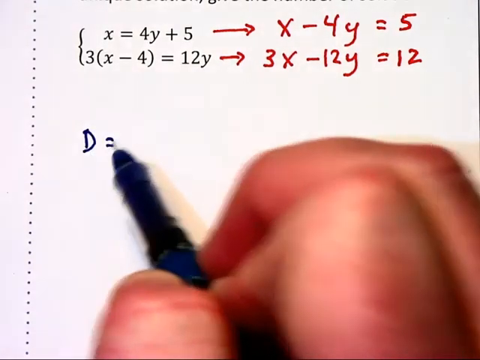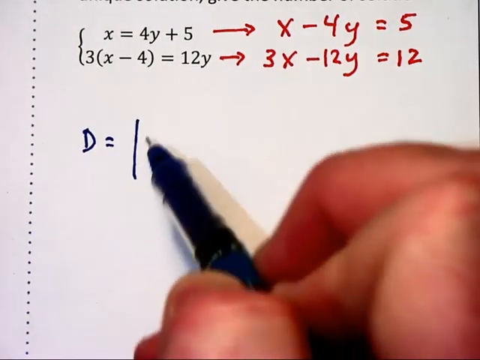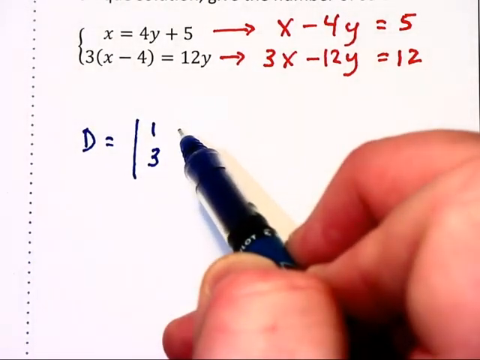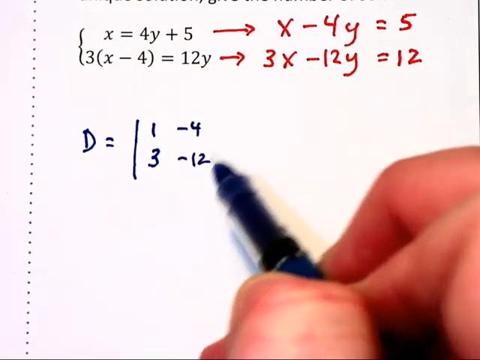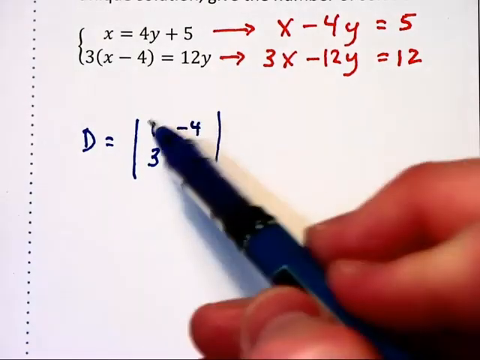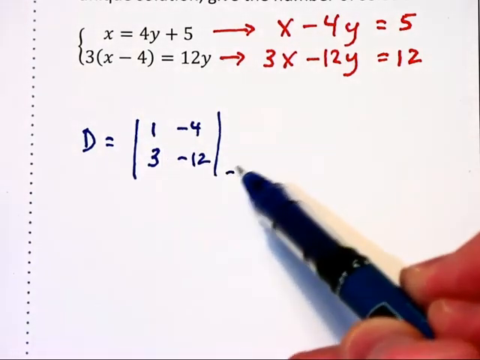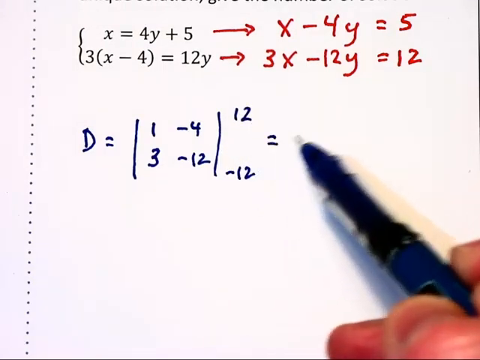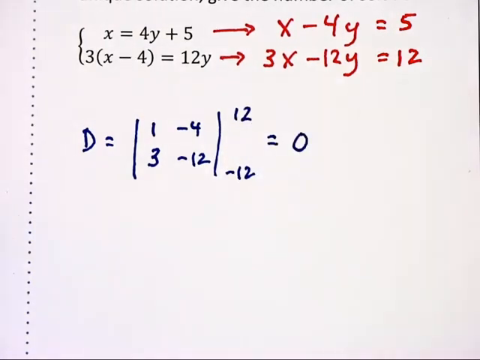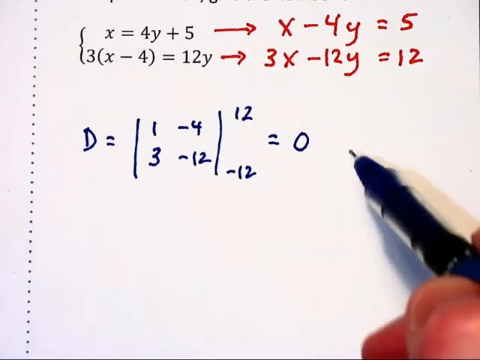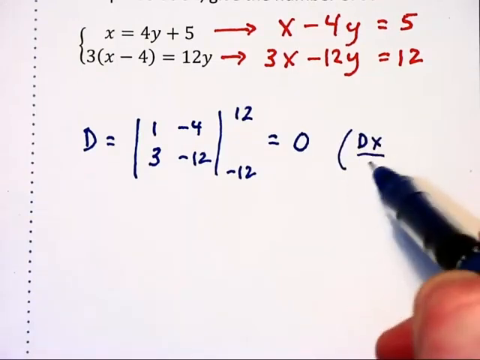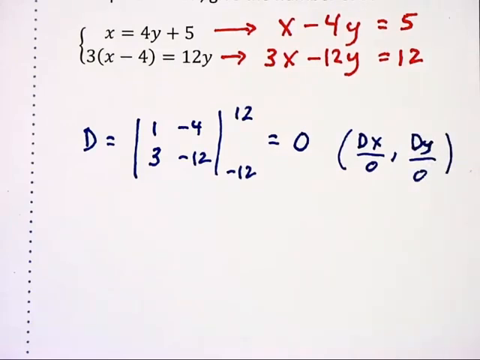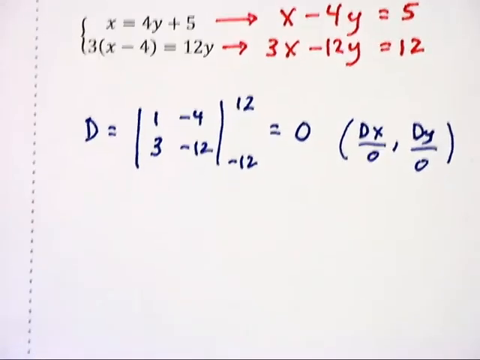We go to find matrix or determinant D. We put in the coefficients to the left of the equal sign, 1, 3, negative 4, and negative 12. We multiply down our first diagonal to get negative 12. We multiply up to get negative 12, change that to a positive 12, and we get 0. If we were to use Cramer's rule, we'd end up getting dx over 0, comma, dy over 0, which would be undefined, and that tells us we've got a problem.